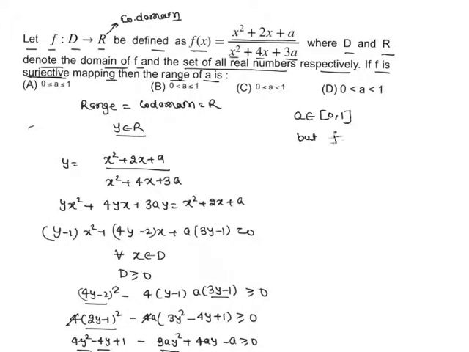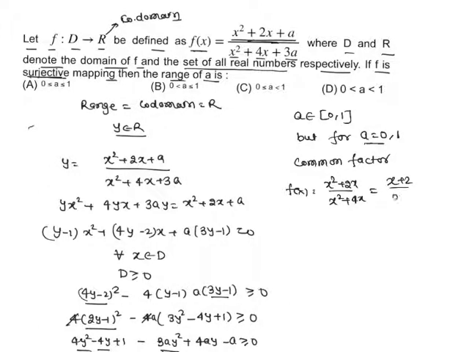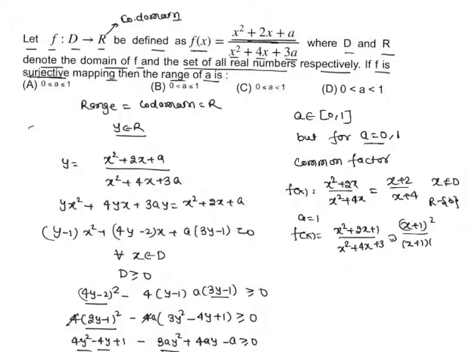But for a equals 0 and 1, both the equations will have a common factor. If I put 0, f(x) will become x square plus 2x divided by x square plus 4x. Simplifying, x plus 2 divided by x plus 4 will come, where x is not equal to 0, so the domain will be R minus 0. Similarly, if I take a equals 1, f(x) is x square plus 2x plus 1 divided by x square plus 4x plus 3. This becomes (x plus 1) whole square divided by (x plus 1) into (x plus 3), so the equation becomes x plus 1 divided by x plus 3. The domain is R minus 1.